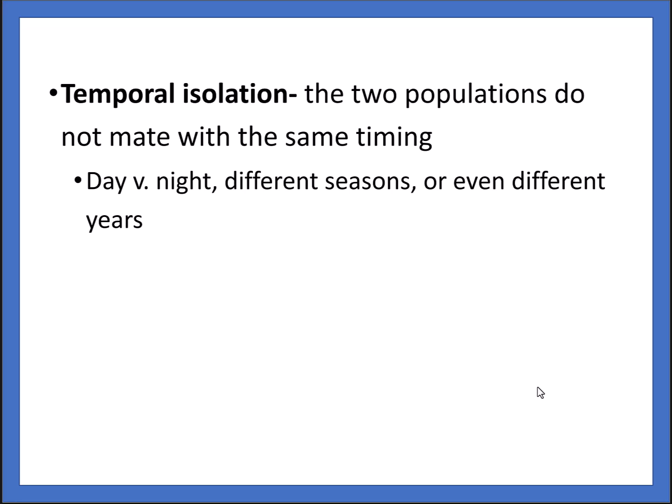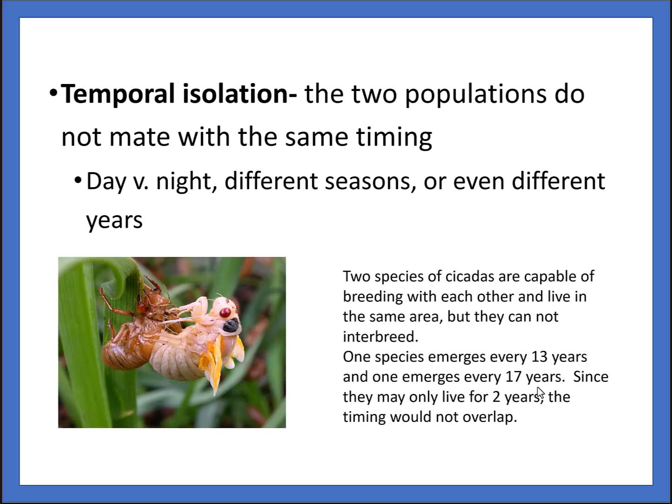And then finally, temporal isolation. The two populations do not mate with the same timing. One group mates during the day, one group mates at night, or they mate in different seasons or even different years. In this example, two species of cicadas are capable of breeding with each other and live in the same area, but they cannot interbreed. They are capable of breeding with each other, but they don't interbreed because one species emerges every 13 years and one emerges every 17 years. And since they only live for 2 years, the timing doesn't overlap, and so they don't get categorized as the same species because they are not breeding with each other.